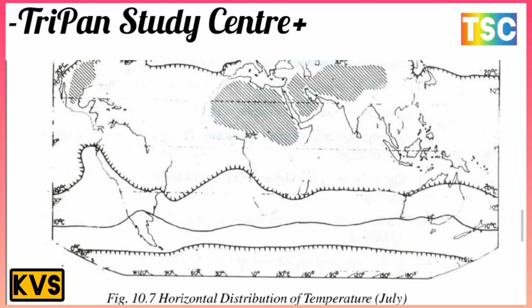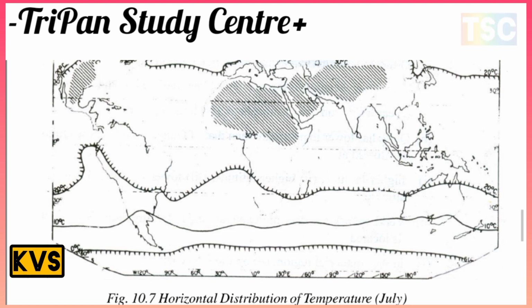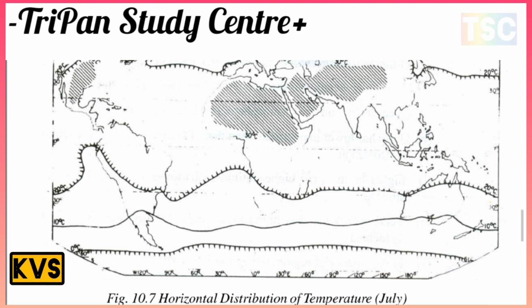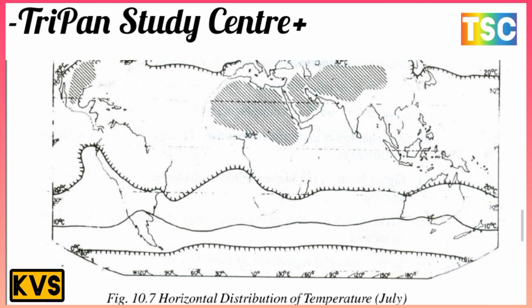Here is the diagram showing the horizontal distribution of temperature in July. On the July map, there is a change of the sequence. That is most important. Compared to January and July, there is more difference. On this figure, this is important in this picture.